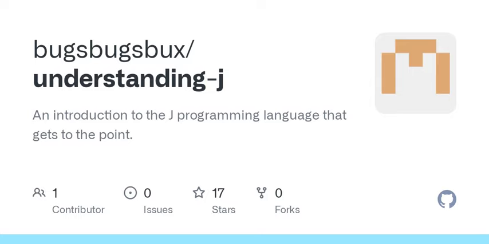Now, moving on to some core concepts. One of the most compelling features of J is its treatment of data. You see, in J, everything is an array. Even single numbers and characters are considered arrays at a fundamental level. This makes it incredibly flexible when it comes to manipulating data.